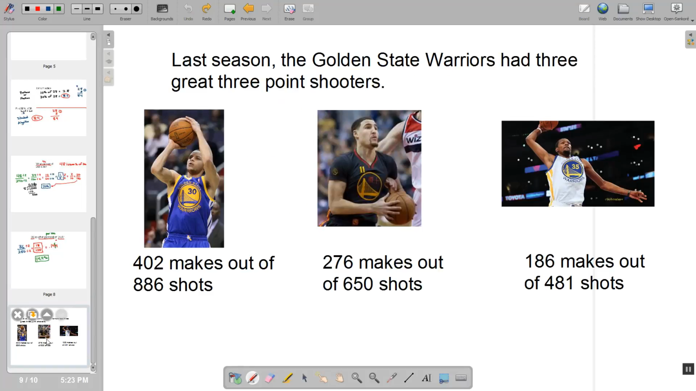Now, finally, the last problem, something that's near and dear to my heart, is last season, the Golden State Warriors had 3 great three-point shooters. And here was their statistics they had throughout the season. And my question is, which of these shooters is best by percent? So we need to turn each of these 3 things into a percentage and then solve.